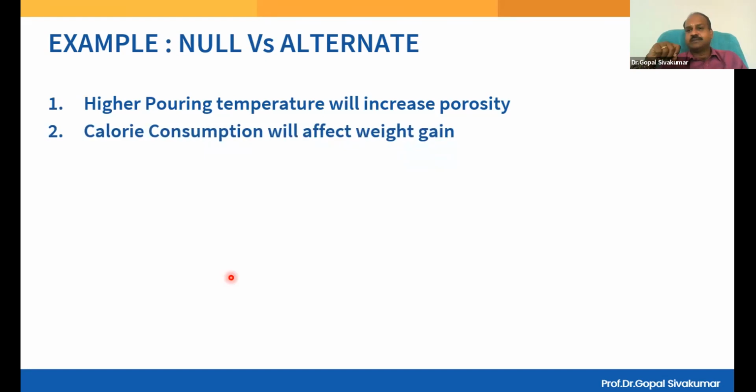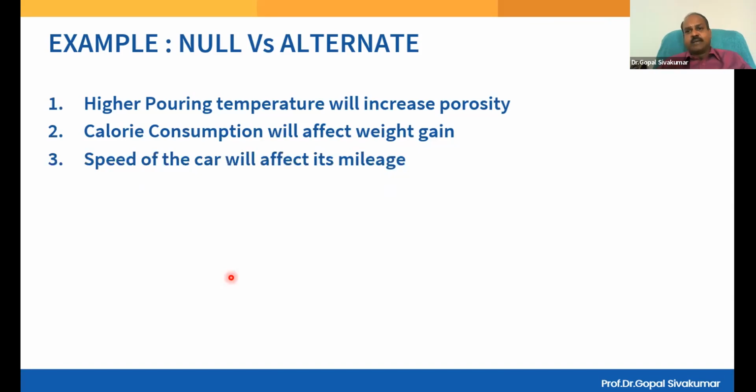Calorie consumption will affect. Again, there is an impact. If you consume more calories, you will weigh more. Now, which is X variable? Which is Y variable? Calorie consumption is the X variable, weight gain is the Y variable. Very good, fantastic. Speed of the car will affect its mileage. Mileage is the Y variable, speed of the car is the X variable. Very good. Now this is null or alternate? The alternate.